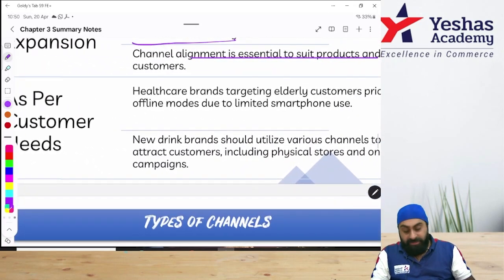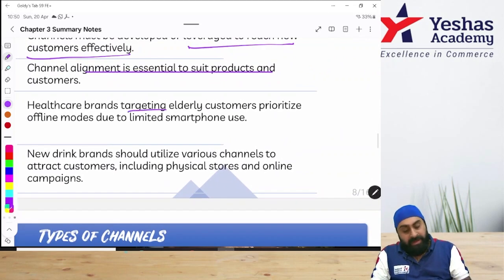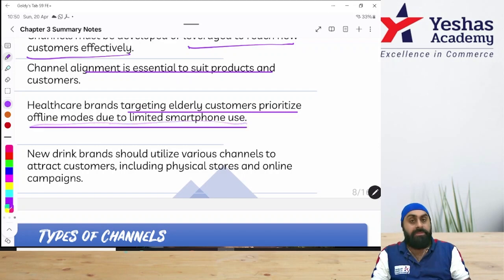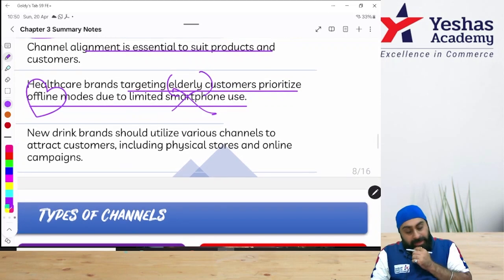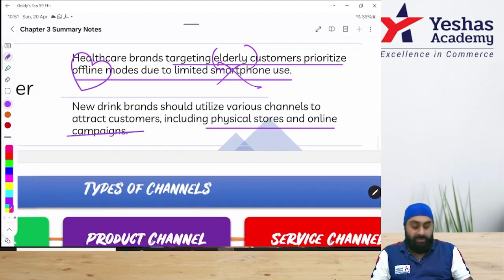Now, distribution works as per customer needs. For example, healthcare brands targeting elderly customers prioritize offline modes due to limited smartphone use. So elderly people don't know how to use smartphones, so the best way of distributing products to them is offline. Second, new drink brands attract customers through physical stores and online campaigns, so that they can attract more customers.